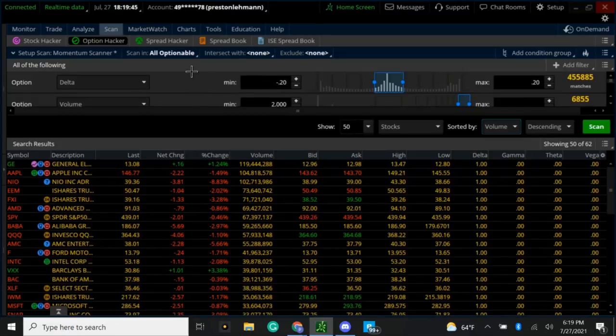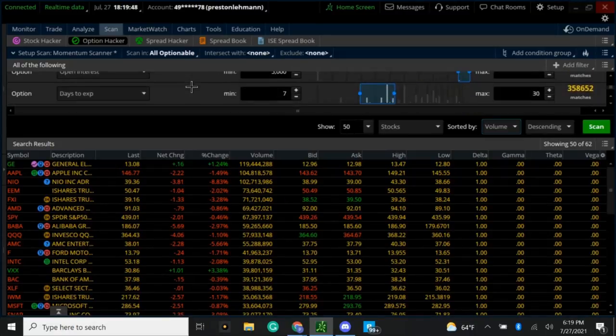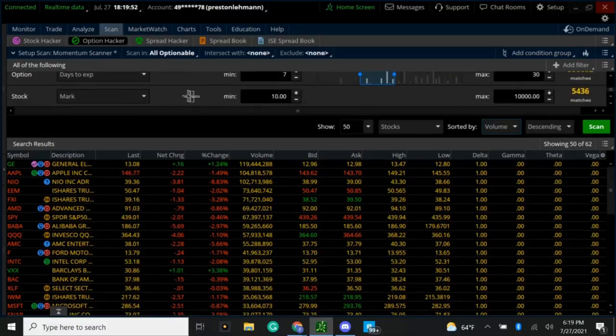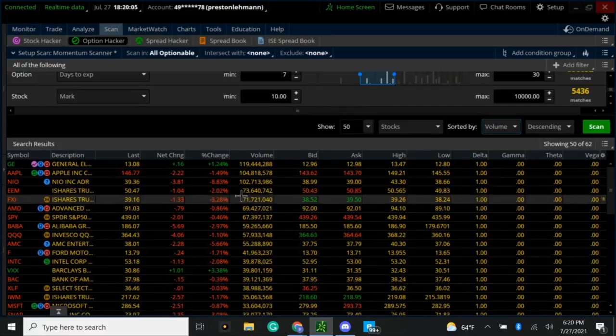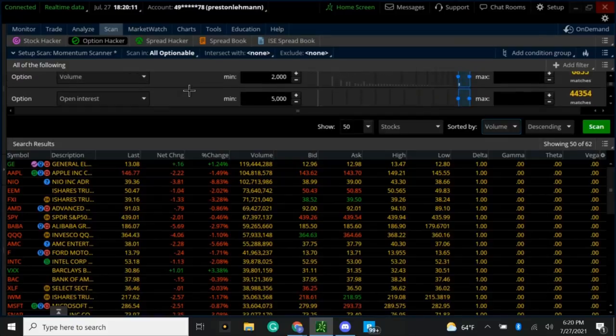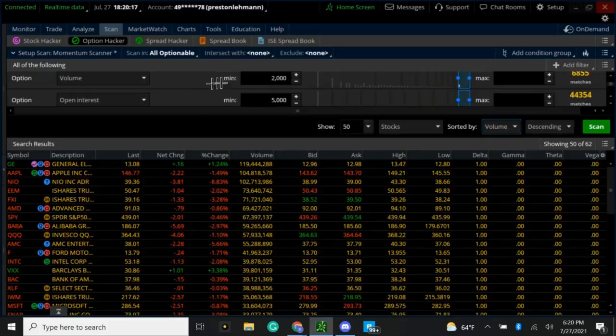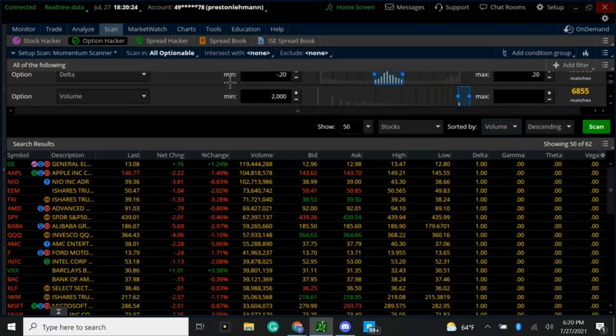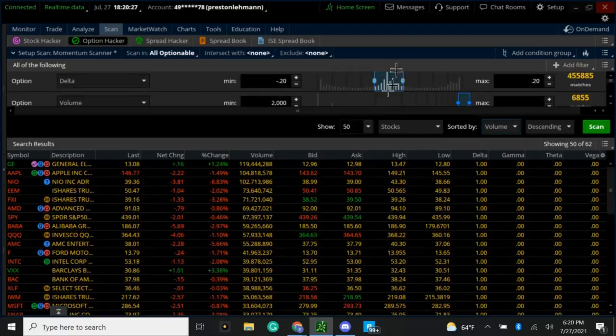It's pretty basic. Delta, option volume, option open interest, days to expiration on the contract, and then the stock price itself, because I'm not going to be trading options on penny stocks. I'm looking for stocks that are $10 or higher. And then days to expiration, I'm looking for weeklies or a month out, open interest and volume. You want good liquidity, you want good depth. So you're going to be looking for options in this range just because you want to be able to get in and out of your contracts easily. And then your delta, just because you've got a good range of contracts here.